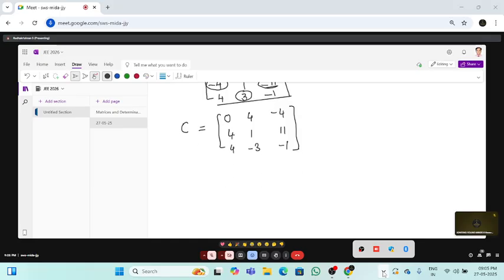And then your adj. Adj is the cofactor transpose, which is 0, 4, 4, 4, 1, minus 3, minus 4, 11, minus 1. This is your adj.